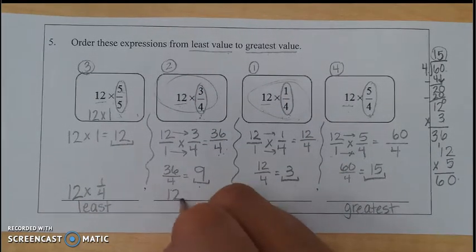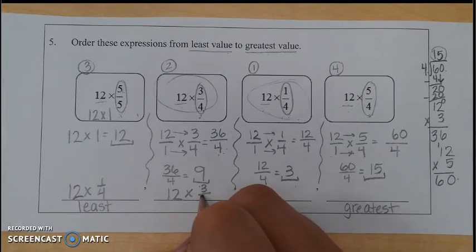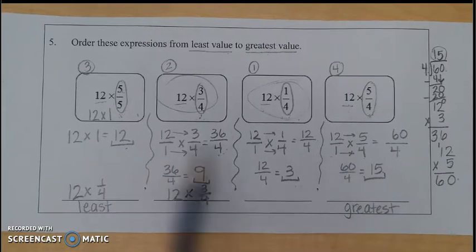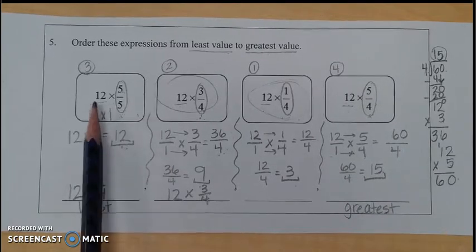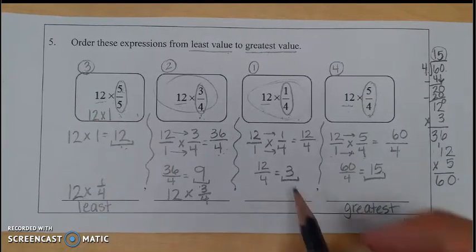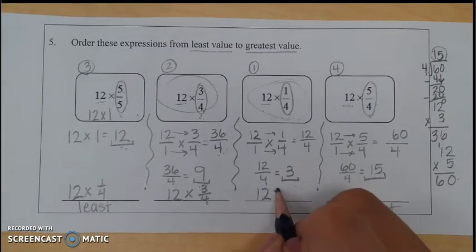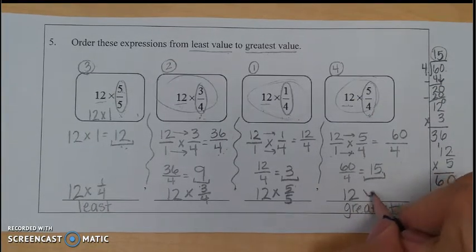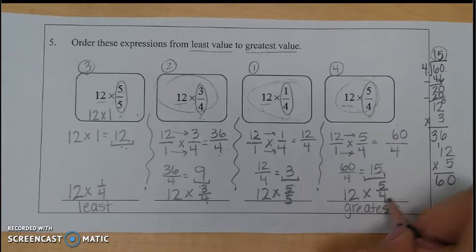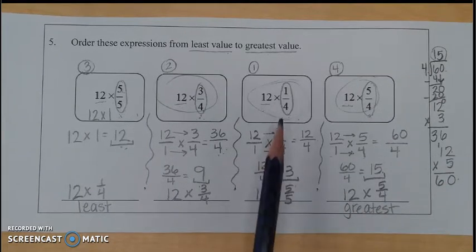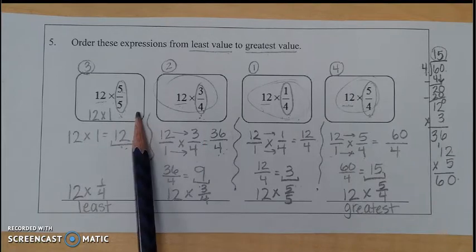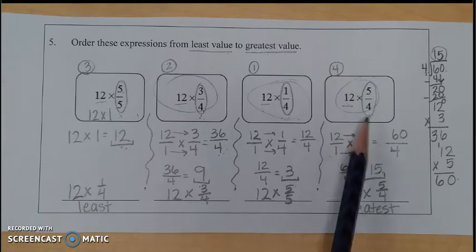12 times 3/4. I am left with the 12 and the 15. 12 is smaller than 15, so I'll write 12 times 5/5 in my next spot, which leaves 12 times 5/4 to be the largest. So we have smallest, next smallest, next smallest, largest.